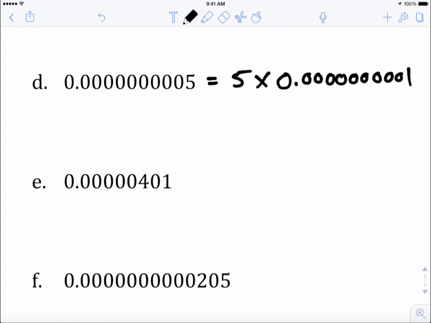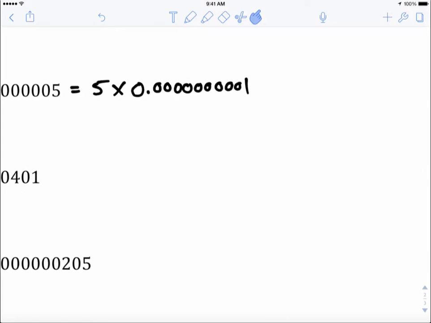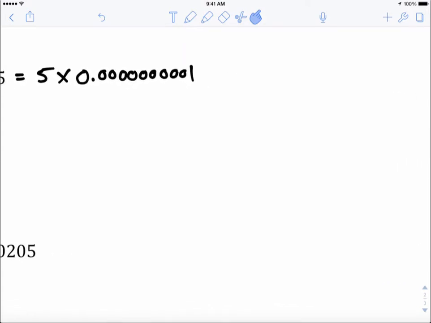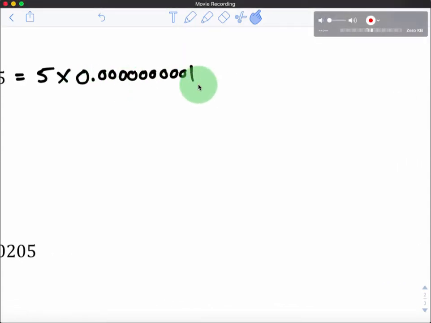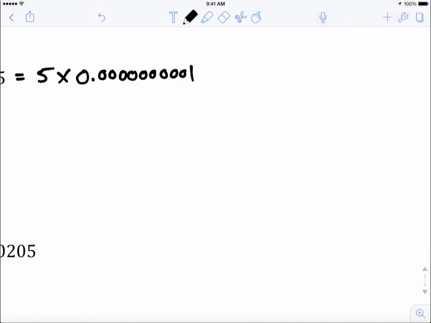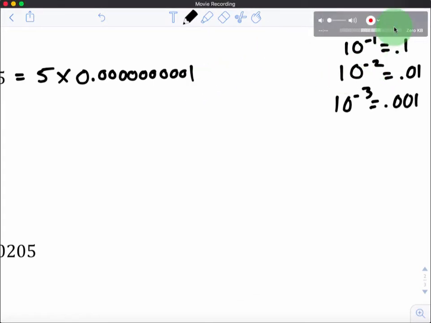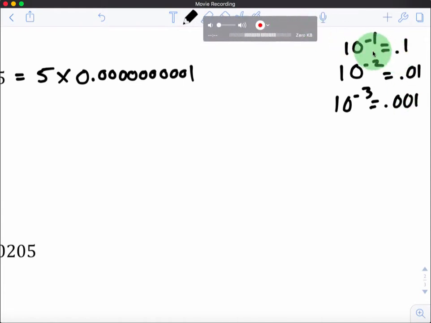Now, we got to be careful. We got to be really careful here. It's easy to fall into the trap of counting zeros and assuming that that means what power of 10 we're going to deal with. Note to self, 10 to the negative first power, 1 over 10, is just 0.1. 10 to the negative second power, 1 over 100, 0.01. 10 to the negative third power, 1 over 1,000, 0.001. So we're going to be really careful about the temptation to count zeros and have that equate to the negative power we're going to raise 10 to.